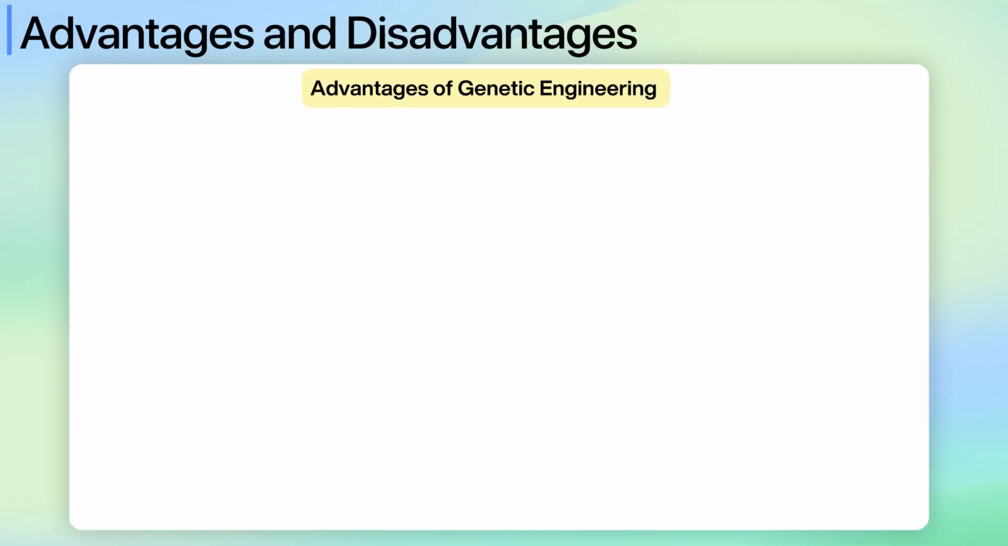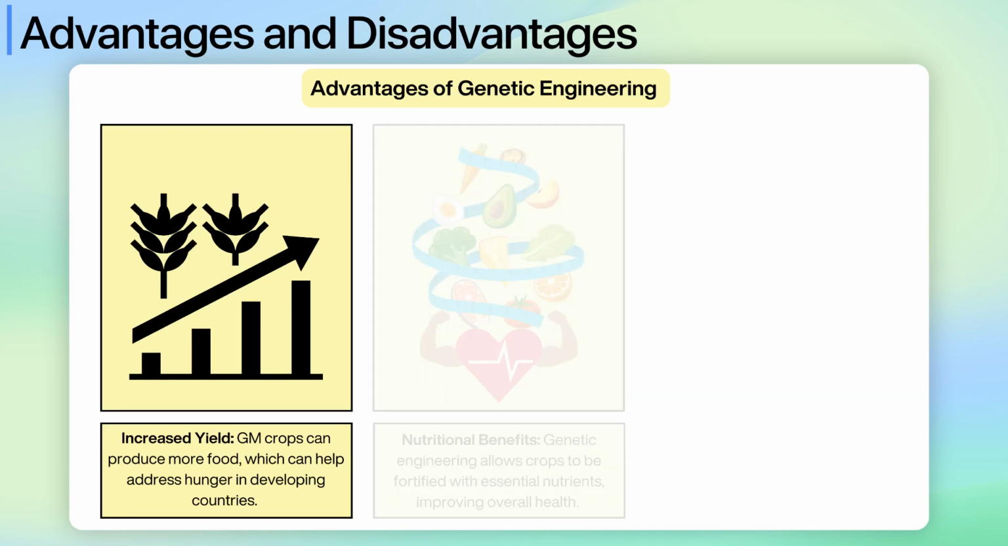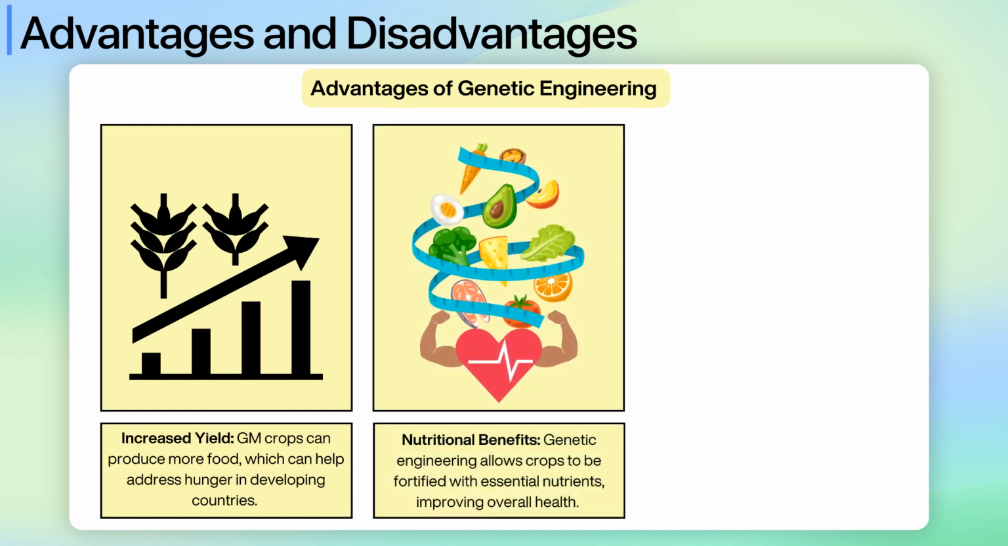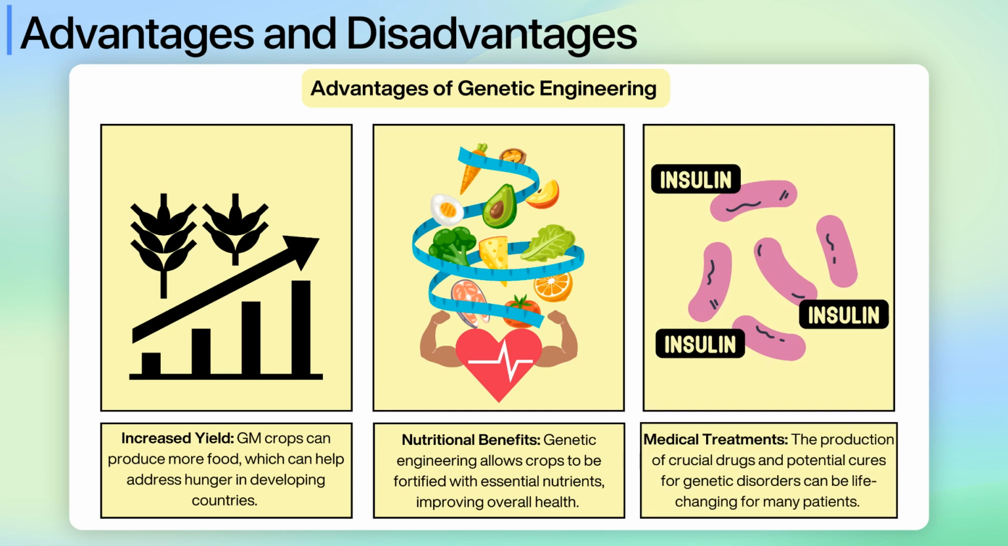There are several advantages to using genetic engineering. Firstly, increased yield. GM crops can produce more food, which can help address hunger in developing countries. There can also be nutritional benefits, as genetic engineering allows crops to be fortified with essential nutrients, improving overall health. In medical treatment, the production of crucial drugs and potential cures for genetic disorders can be life-changing for many patients.